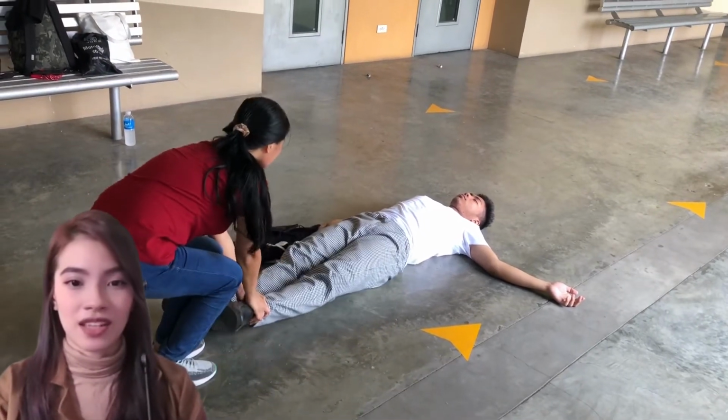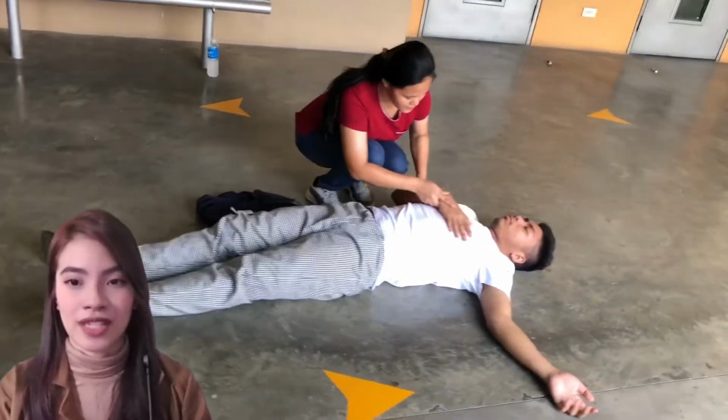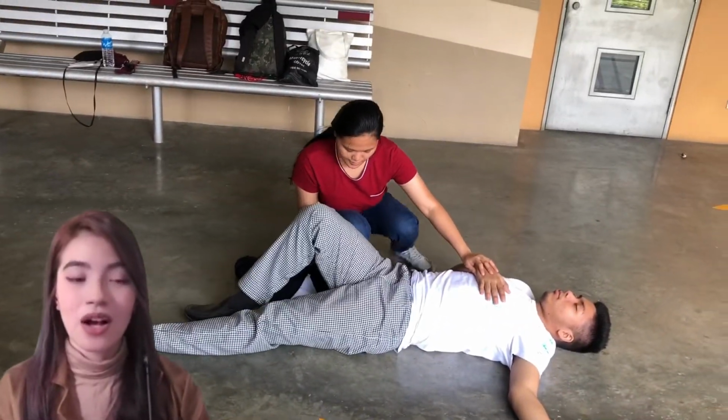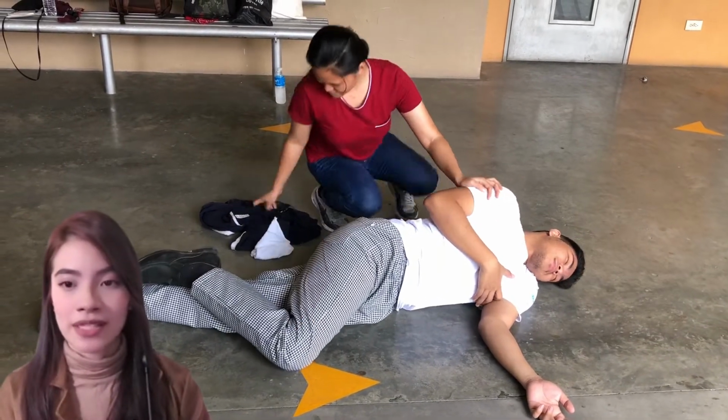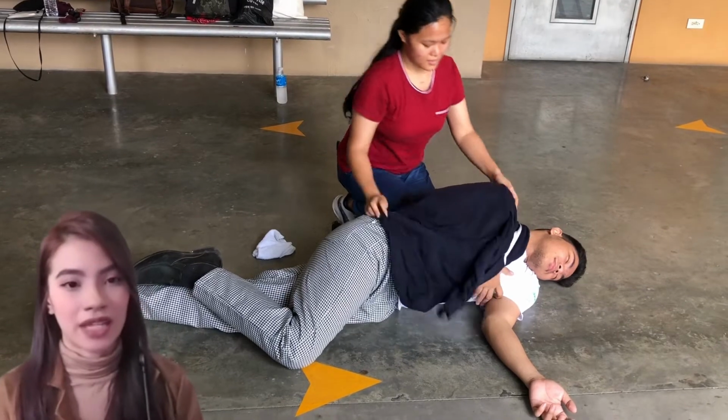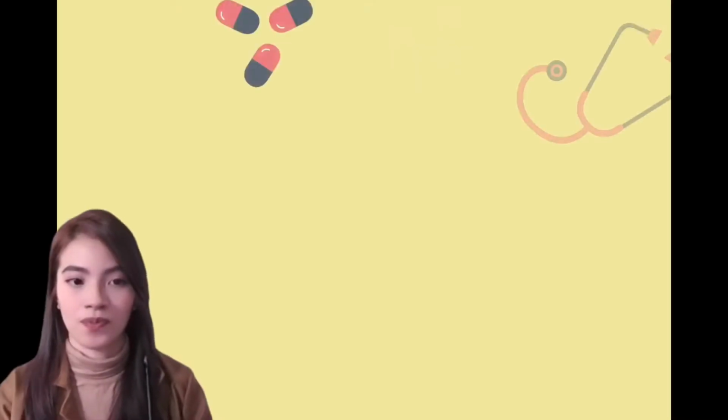Alert people in the vicinity and call for help and medical services. Always remember the action plan. D is for danger, R for response, A for airway, B for breathing, and C for circulation.